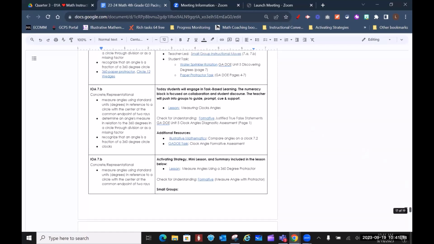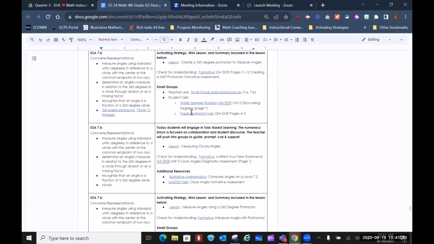But if I am going to this Georgia DOE task, the paper protractor task, when I click this link, it should open up to page 4. And you see that this task has a range from page 4 to 7. Similar to your GCPS resources, this is a live document and that could be updated by the state at any time. So that's why we have left these as links directly to the state document.